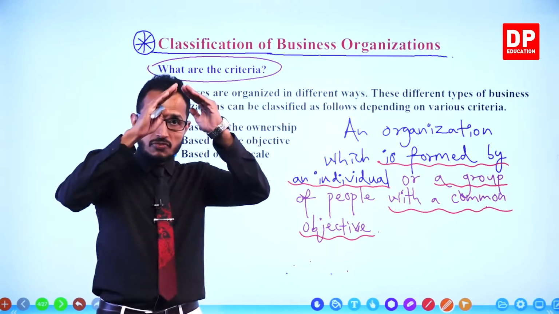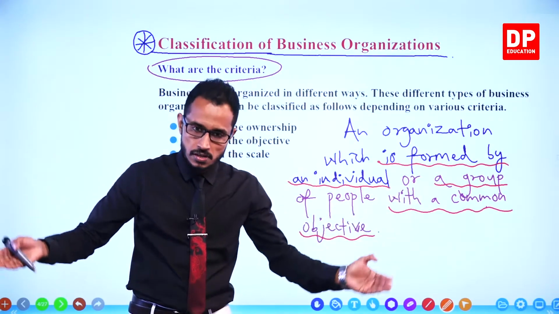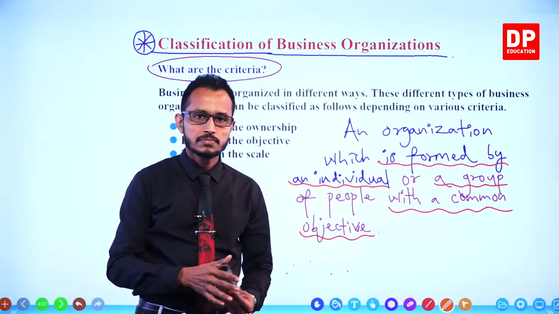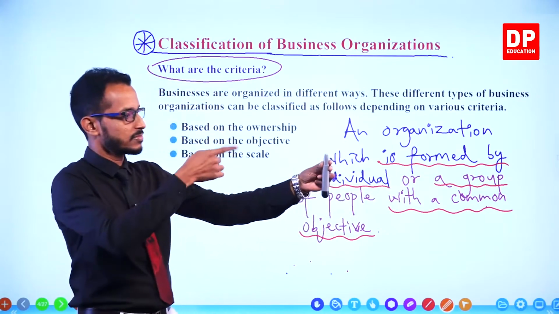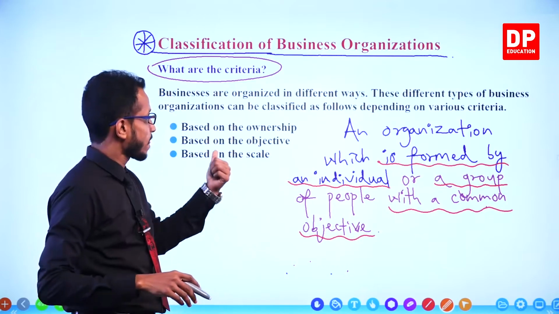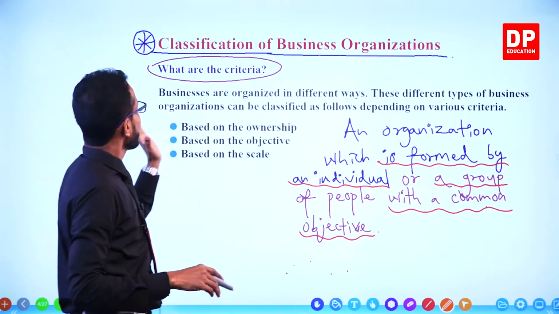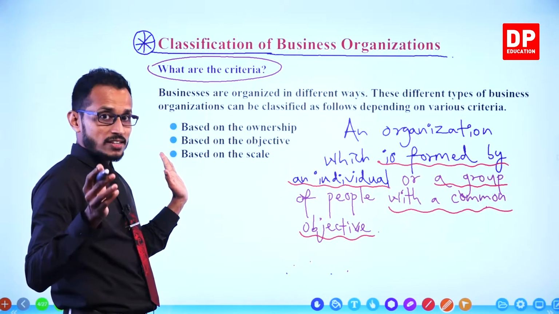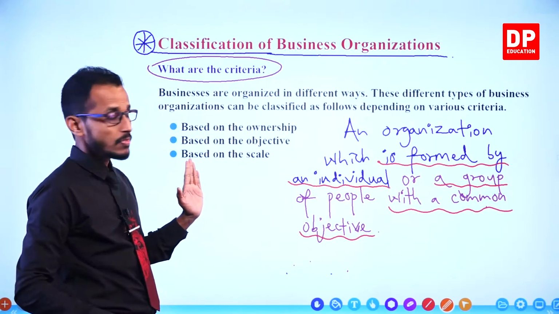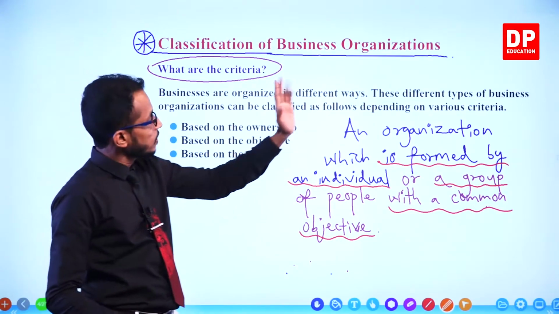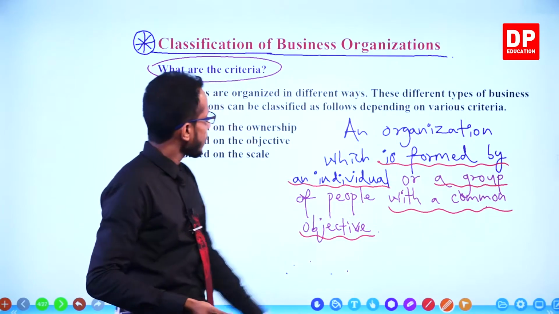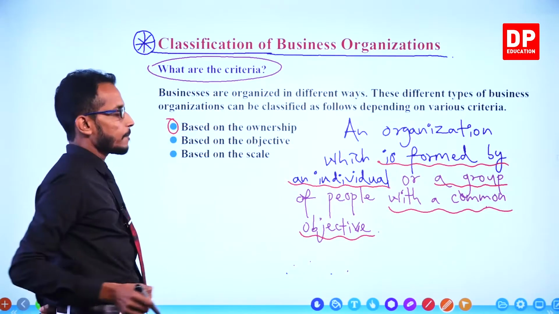Let's divide these organizations using different criteria. Like ink. We are not going to use ink to divide business organizations. So, what are the criteria? What are the factors to consider when dividing business organizations? When classifying business organizations? These different types of business organizations can be classified as follows depending on various criteria. First criteria, based on ownership.